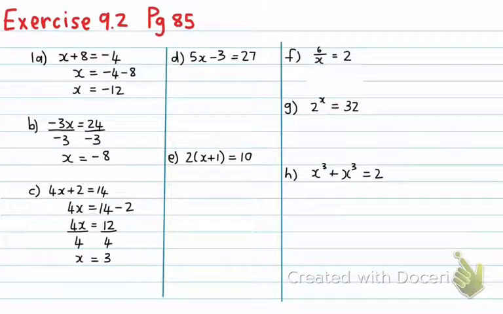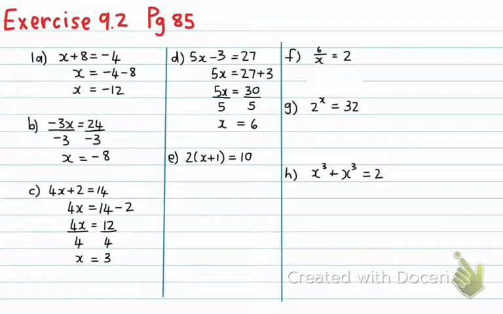All right, question D, it says 5x minus 3 is equal to 27. I have to get rid of the term without the x first, so I have to get rid of this negative 3. Okay, so I keep the 5x and I keep the 27, but that negative 3 is now going to become a positive 3. And 27 plus 3 is 30. Now I want to get x alone here, so I divide with 5 on both sides, and then x is equal to, remember 30 divided by 5 is 6.